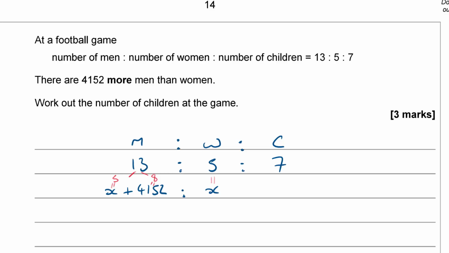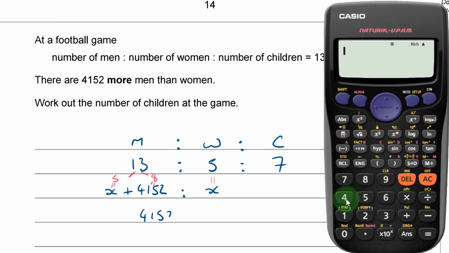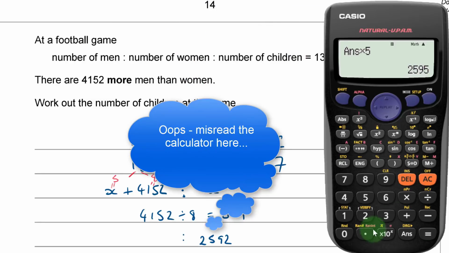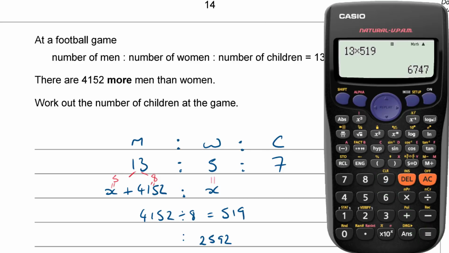So that means that if I take 4,152 and divide it by 8, I get the answer 519. So those 5 parts of women would be 5 lots of 519. So 5 times 519 means there were 2,592 women, and there were 13 lots of 519 men. That's 6,747.